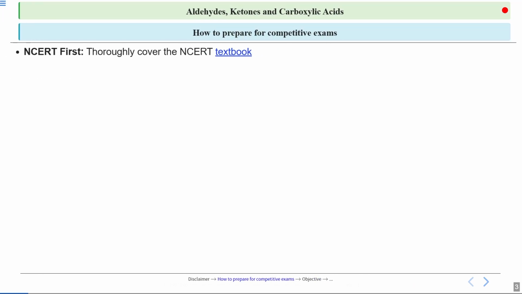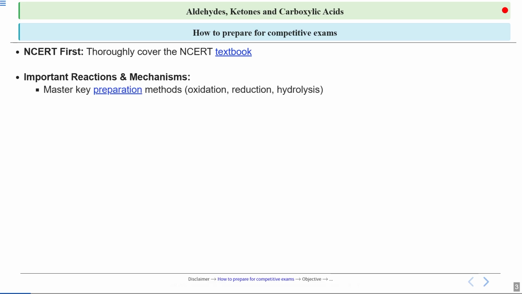Now, how to prepare for competitive exams. First of all, you have to read the NCERT. You will thoroughly cover the NCERT textbook. The NCERT textbook will cover all your basics. Then come the important reactions and mechanisms. You have to master the key preparation methods, which are oxidation, reduction and hydrolysis.